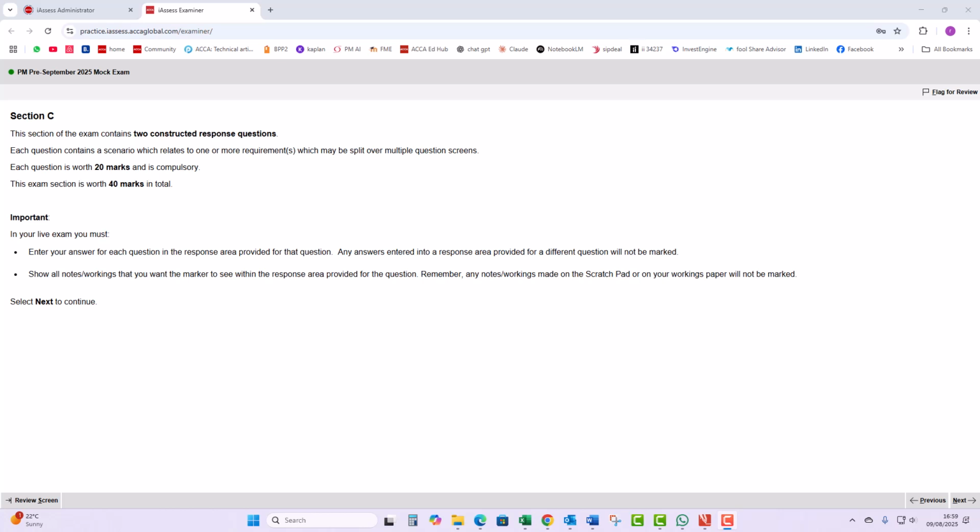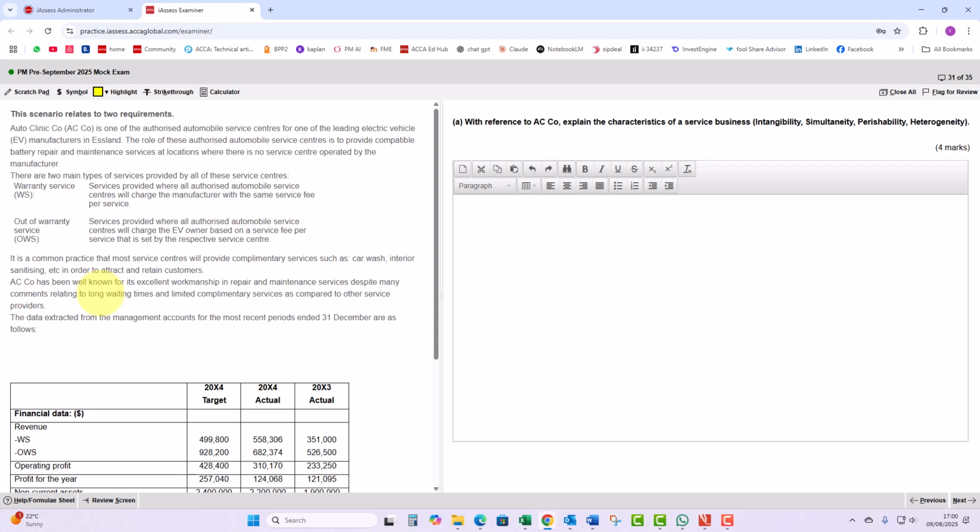It's hard to walk away, but you must do that because there's going to be some marks in the second one that are going to be easier to get than the final few marks in the first one. We did take a brief look at both of them before we even started section A. So for the first question, we've got 4 marks. We've got to reference ACCA and explain the characteristics of a service business, and it's given us 4 words: intangibility, simultaneity, perishability and heterogeneity. 4 marks.